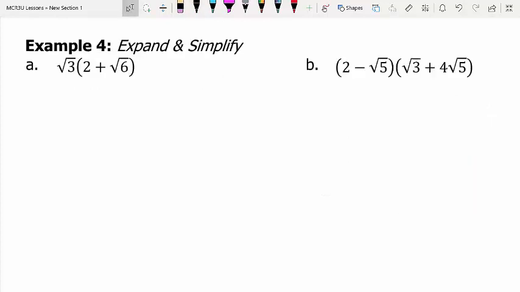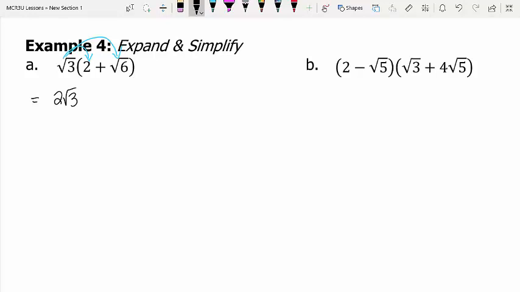Okay, example 4 shows you how to use the distributive property when there are radicals present. So the first thing you're going to do is multiply that root 3 by the 2, and then you're going to multiply the root 3 by the root 6. So root 3 times 2, we can't actually do because one is a radical and one is not a radical. So this just becomes 2 times root 3, okay? We didn't do anything there.